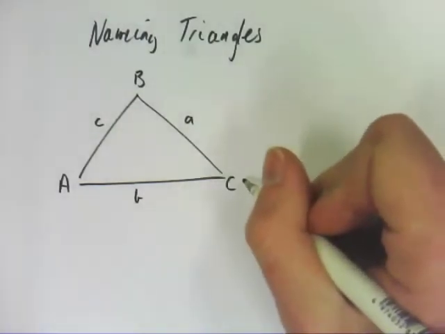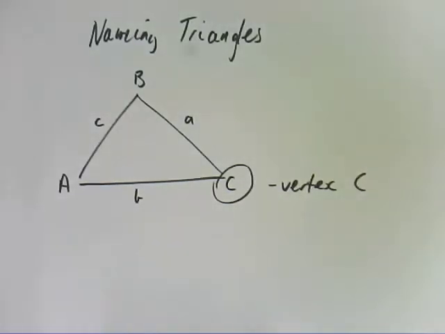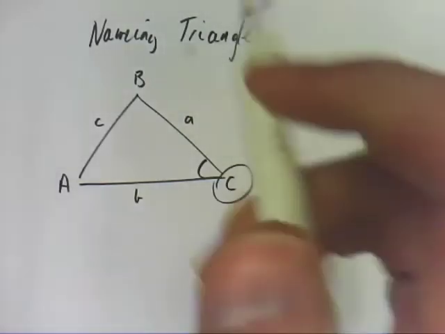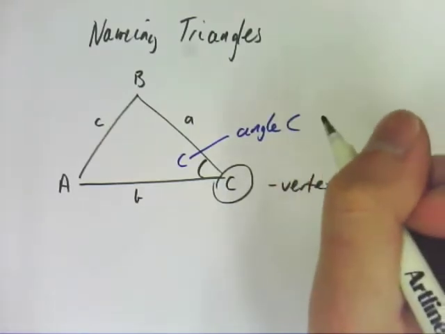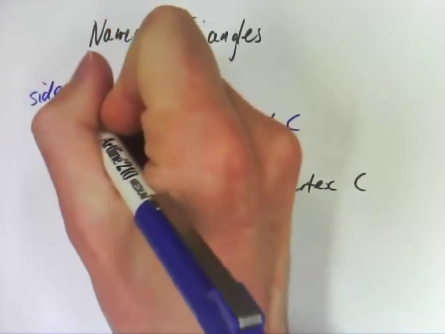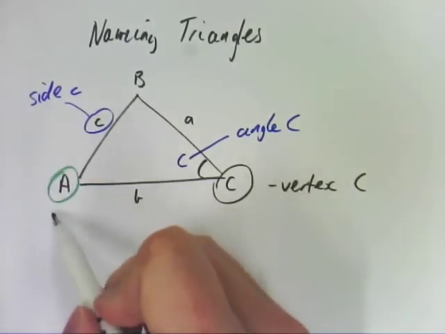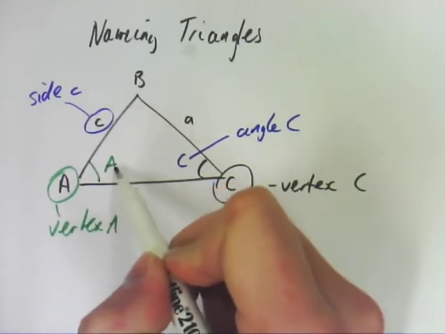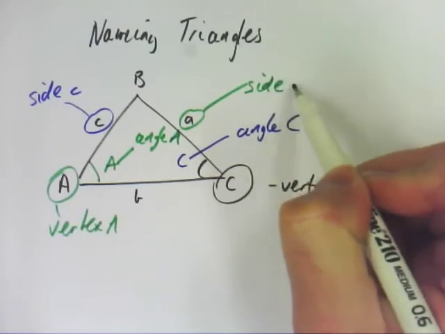So this here is vertex C, and in here, I'll do it in a different colour, is angle C, and that's a big C, and this here is side C, and you'll notice that's a little c. I'll do the same with A. This here is vertex A. In here is angle A, and here is side A.